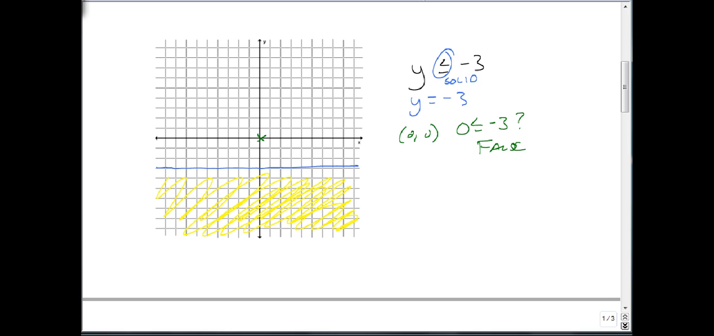Now notice, if all I have is a y, and that y is completely solved for, a greater than means above, and a less than means below. Well, that handles horizontal lines. What about those vertical ones?